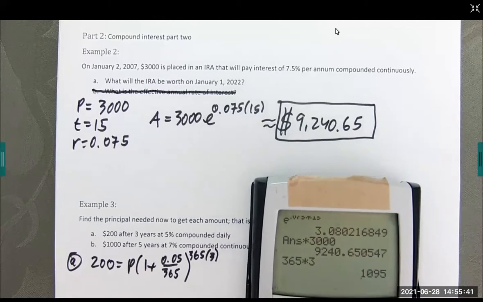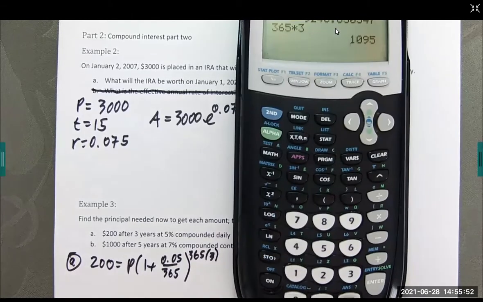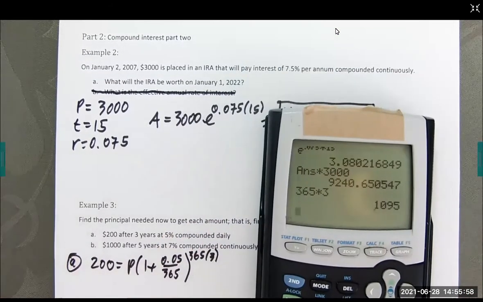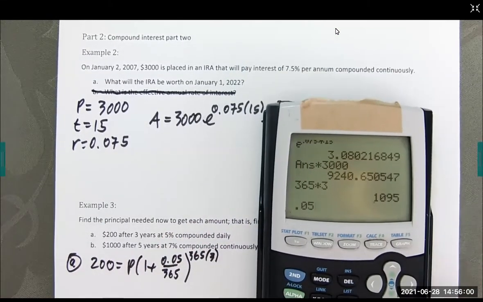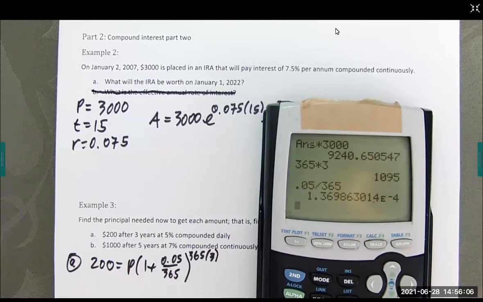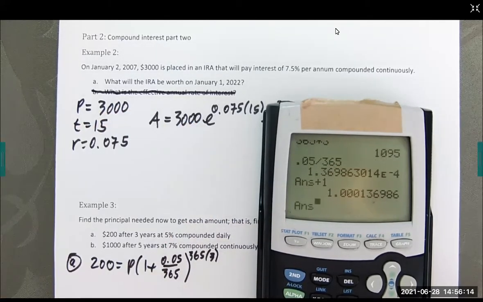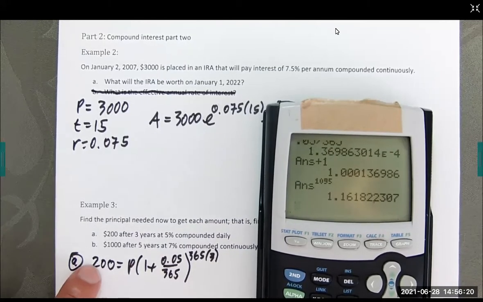So let's do some fancy tricks here. I'm going to get what this is, then I'm going to go 200 divided by that answer, and I'm going to use the answer button, you can see it above my negative here. So 0.05 divided by 365, plus 1, raised to the 1095 power. All right, so I'm going to go 200 divided by that number.